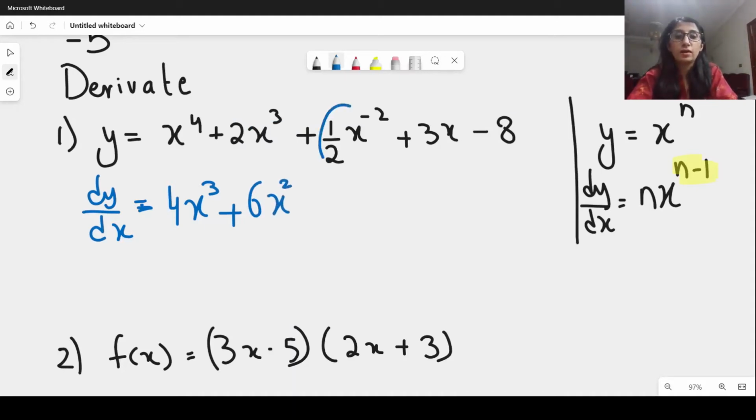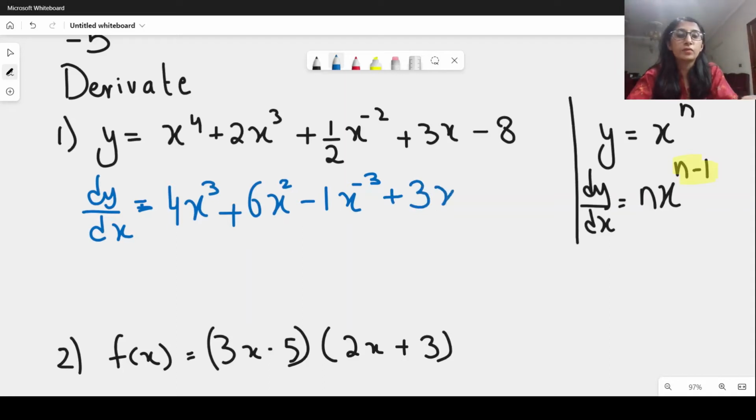And then half and minus 2 will get multiplied. That gives us a minus 1. The x power will get reduced by 1, so minus 2 minus 1 is minus 3. Then 3 will get multiplied with the power of x. If there's no power of x, that means it's 1. So 3 times 1 is 3.